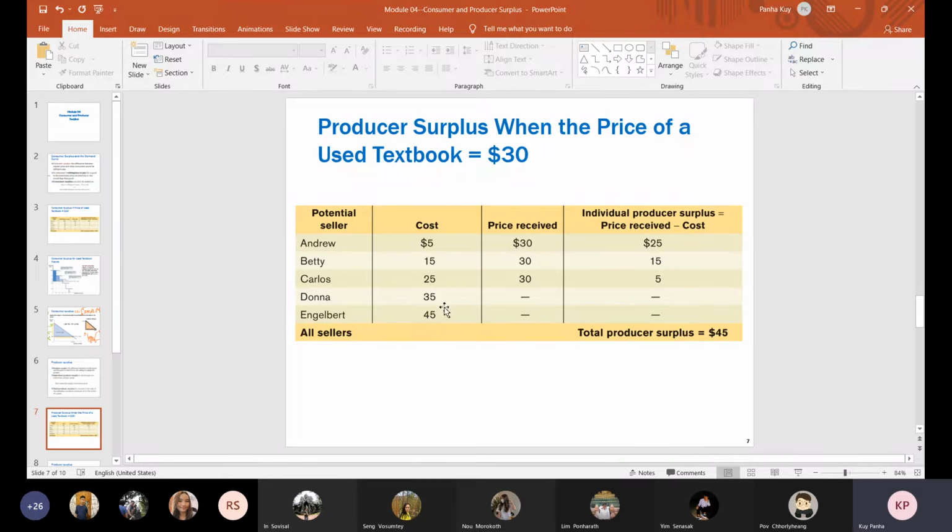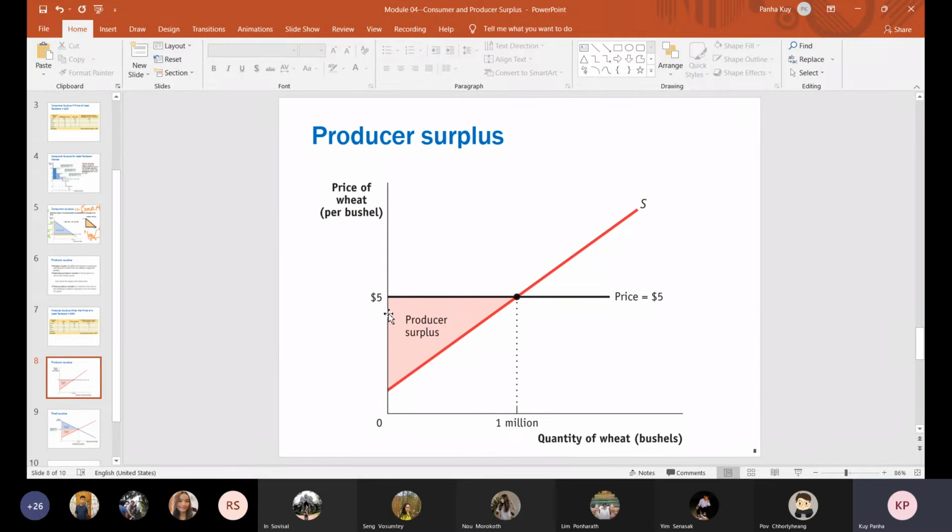Their costs are 5, 15, 25, 35, and 45 US dollars, and the price they receive is 30 US dollars. So Andrew is willing to sell at the price of 5 US dollars, but he receives 30, so he receives a surplus of 25, and Betty 15, and Carlos 5. You make the summation, and you receive 45 US dollars here. That is the supply side, and that is the market price.